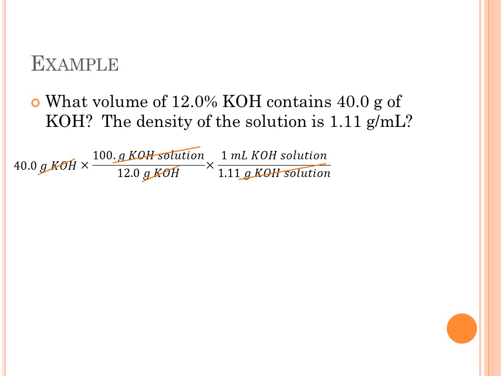Next, we need to use the density. We can see grams of KOH solution cancel, so we divide by 1.11 grams of KOH solution, multiply by 1 milliliter of KOH solution. That gets us into volume, giving us 300 milliliters of KOH solution.